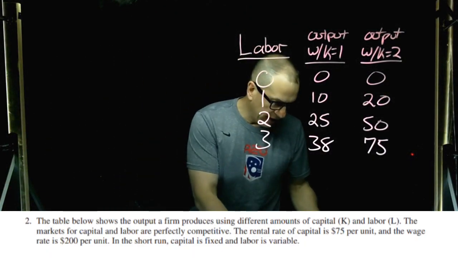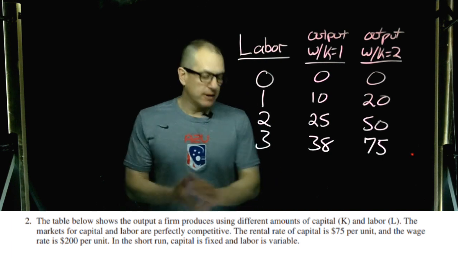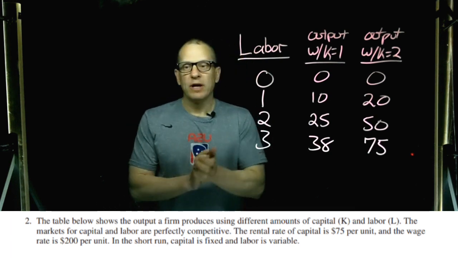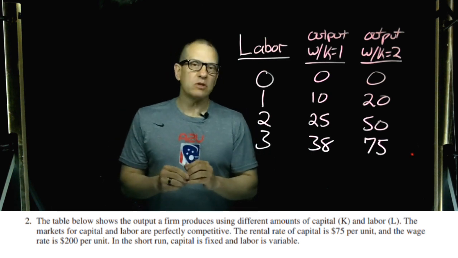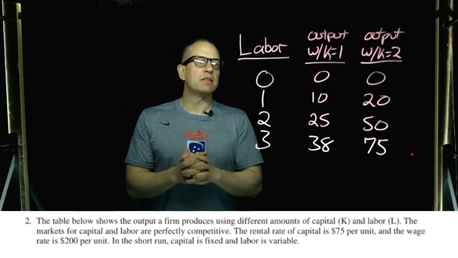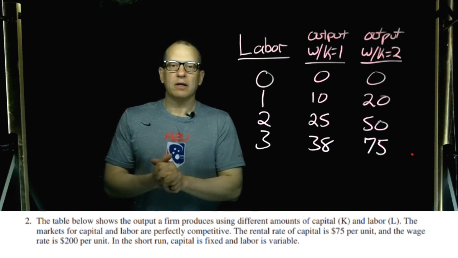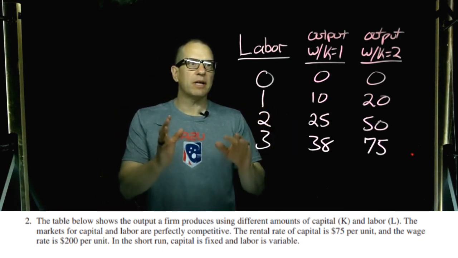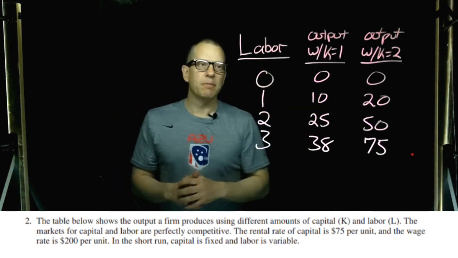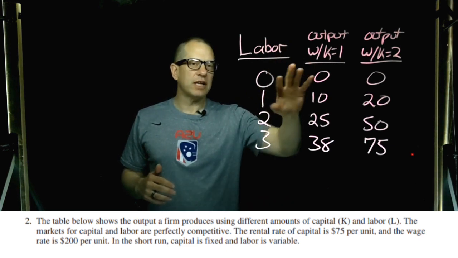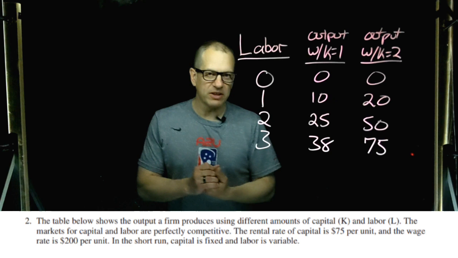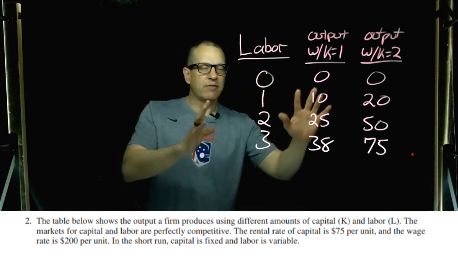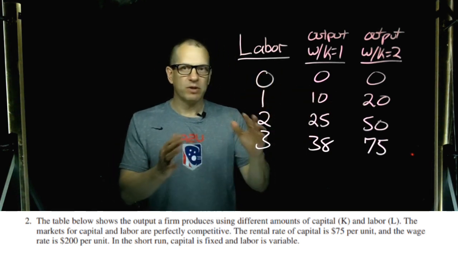Okay, so we're looking at 2017 question number 2, which deals with marginal revenue product and marginal resource costs. This problem looks a little bit different, but like all problems that start off with a table, you should really try to understand what's happening with the table before answering the questions and figuring out the different costs associated with what they're talking about here.